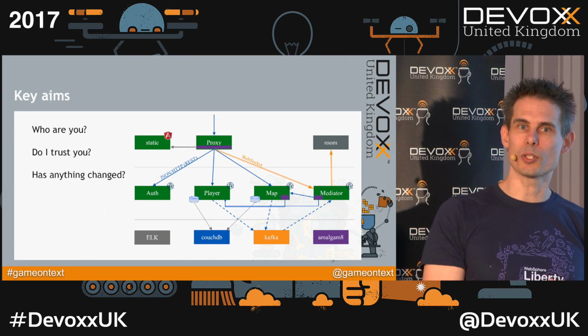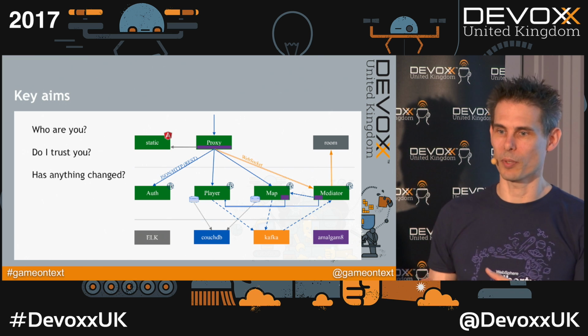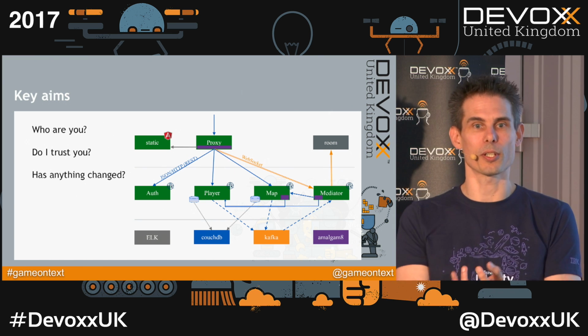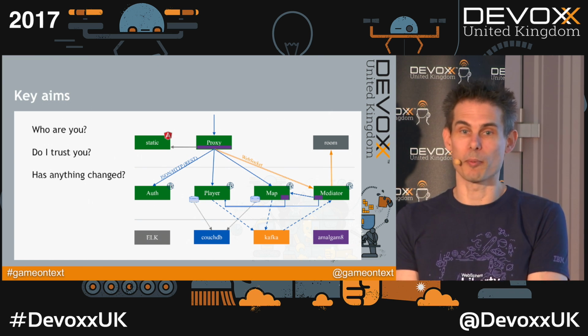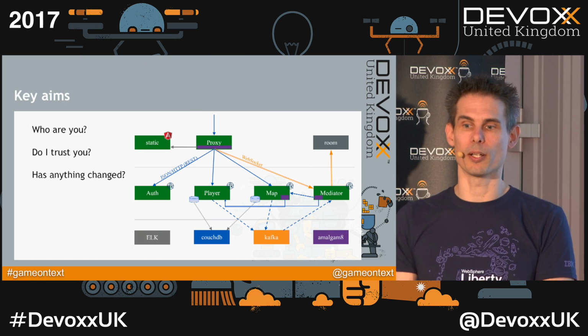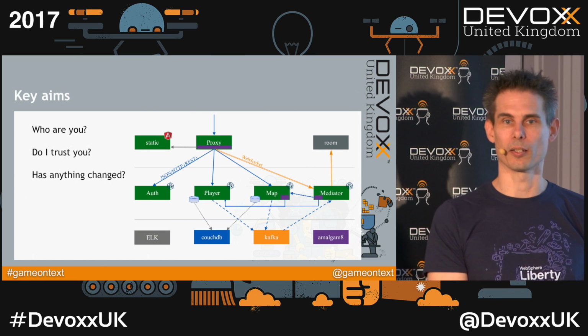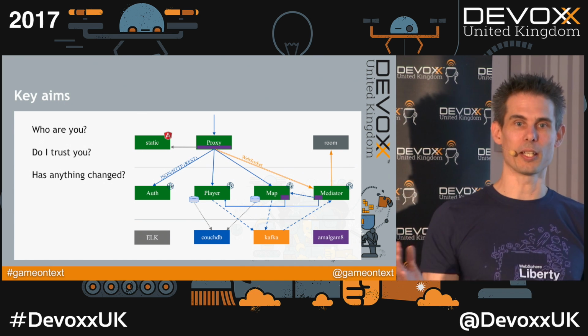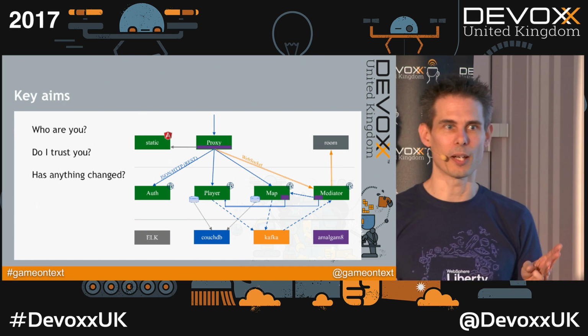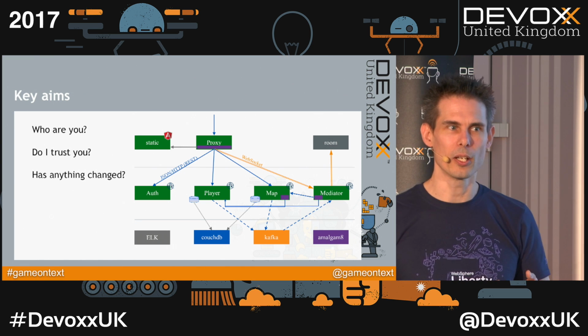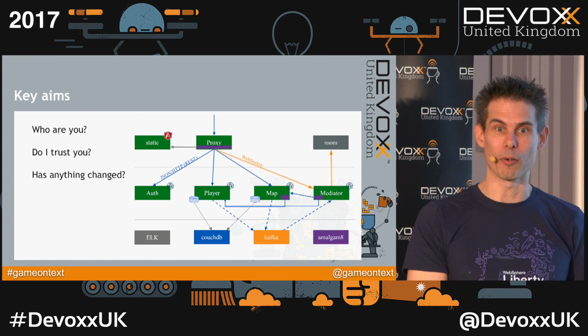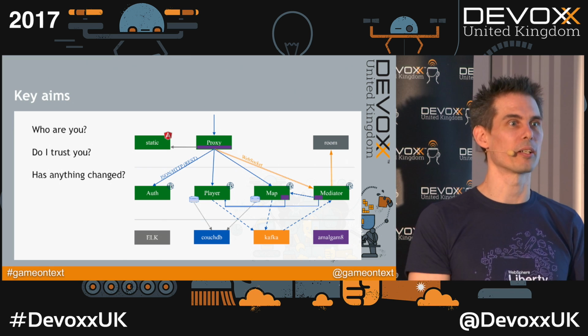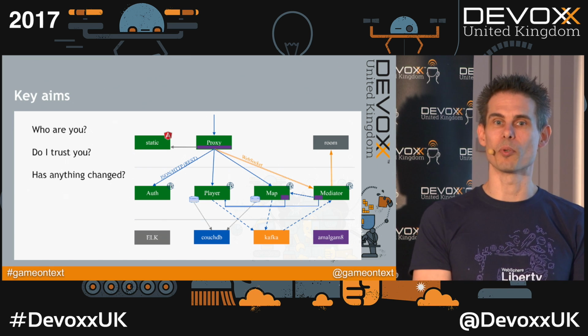But we want to know, do I trust you? Okay, so I know who you are, but do I trust the information you're giving me? Are you a trusted party? And have you changed anything along the route? So there are three fundamental questions. You have a REST endpoint, and you have a set of questions. Who are you? Okay, I know who you are now, but do I trust you? Are you in my circle of trust? And more importantly, have you changed anything?